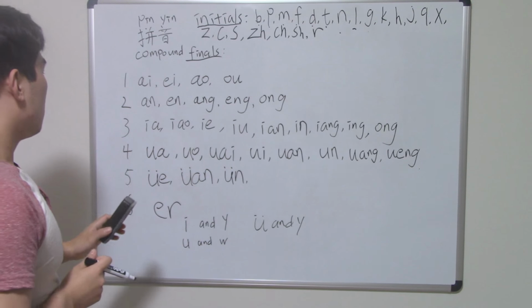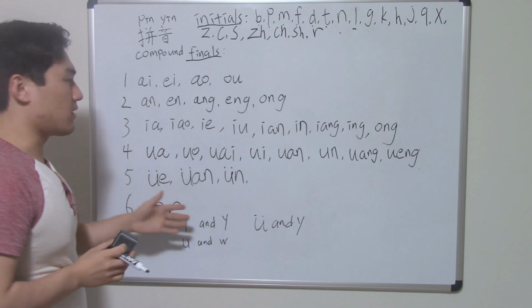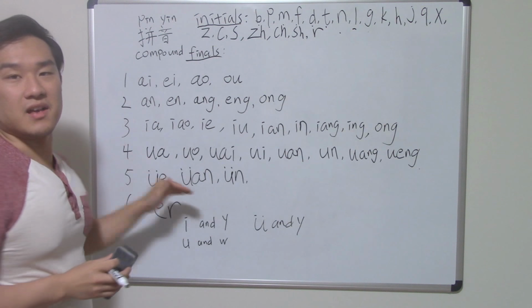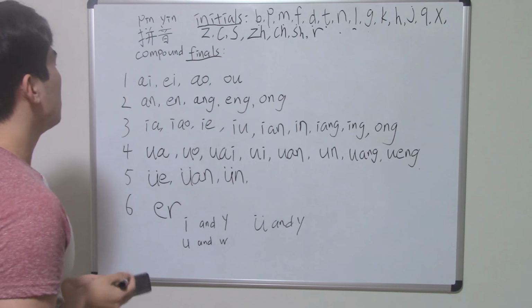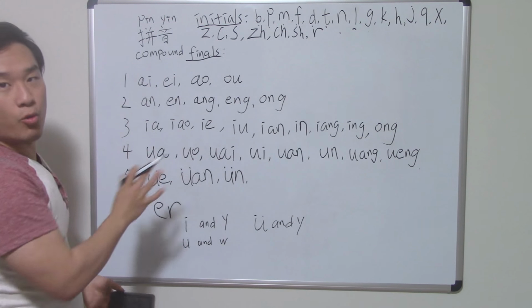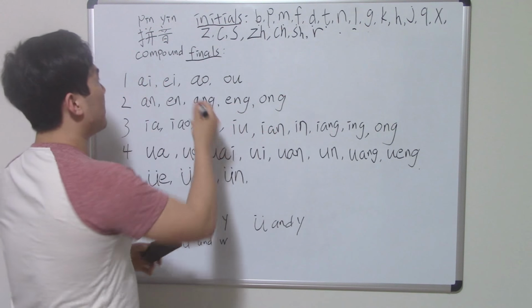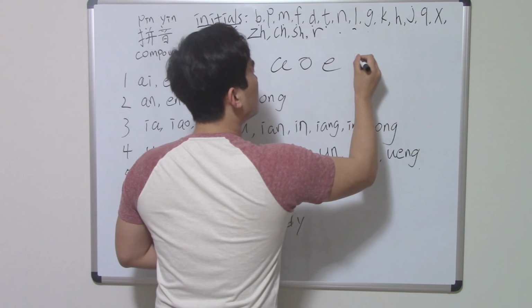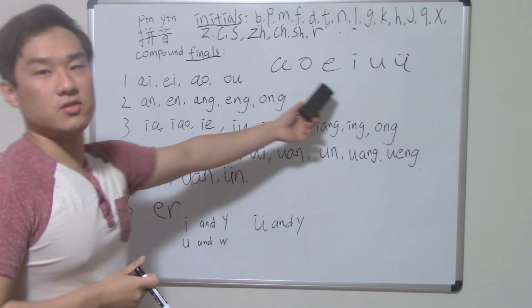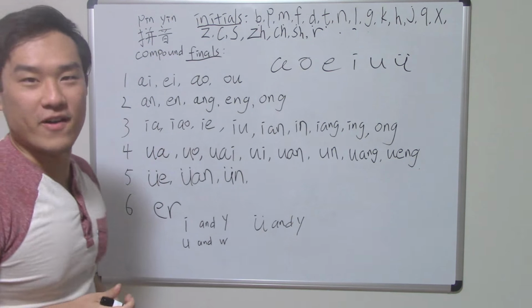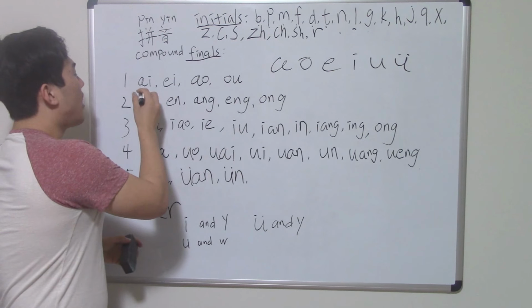The reason I'm numbering 1 through 6 is just to make things look organized, but you don't have to. It's pretty straightforward in here, so let's go through all of these one by one. If you learned all those simple finals, a, o, e, i, u, yu, you can tell most of these are just combinations of the simple finals. That's why it's called compound finals. It's very self-explanatory.